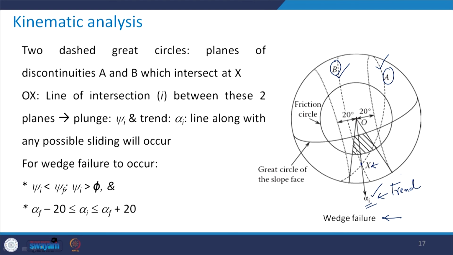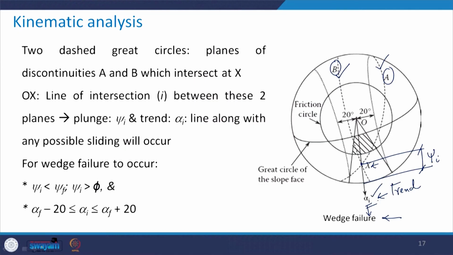How can I find out the plunge of this line? See, take this perpendicular distance. Whatever this angle is, that is going to give me the plunge of this line, and this direction is going to give us the possible direction of the sliding.